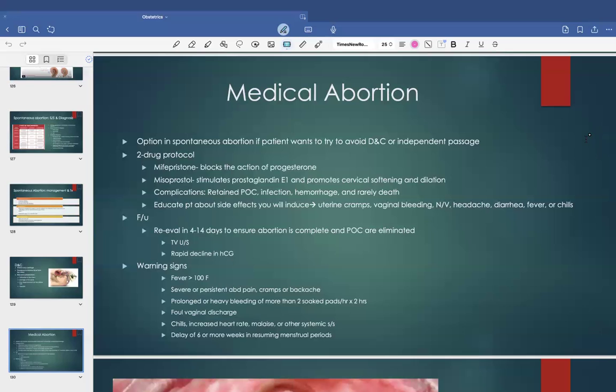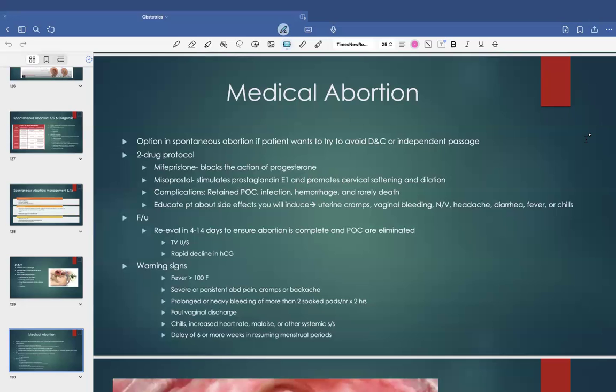They will need to follow up in 4 to 14 days to ensure that the abortion is complete and all products of conception are eliminated. We're going to do that with transvaginal ultrasound. We also want to check the HCG to make sure it's rapidly declining and there's nothing left in the uterus that will keep those numbers going.